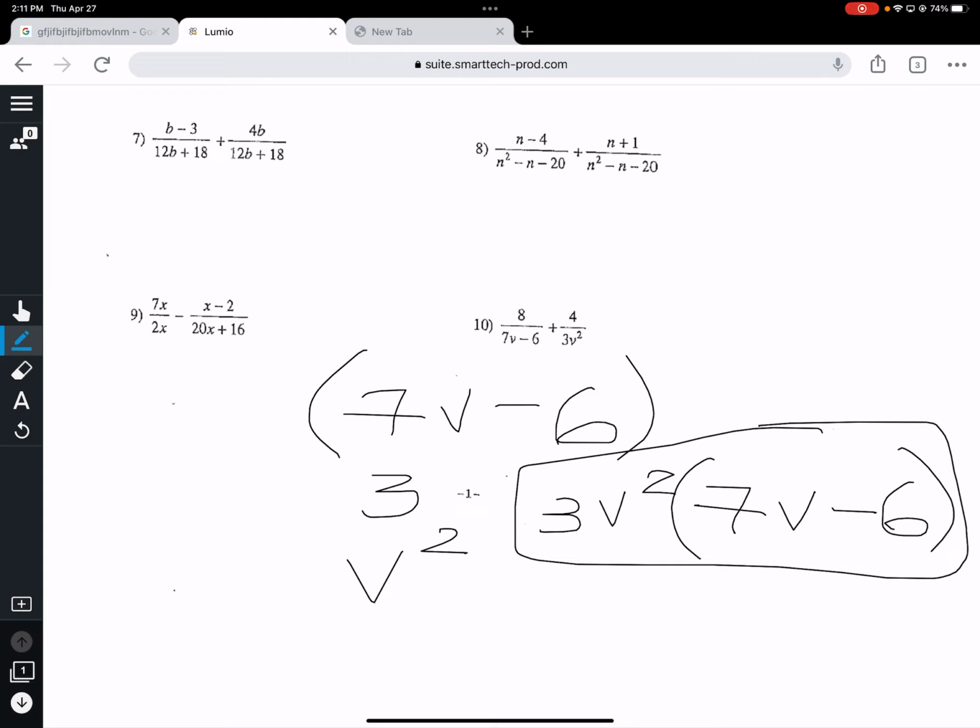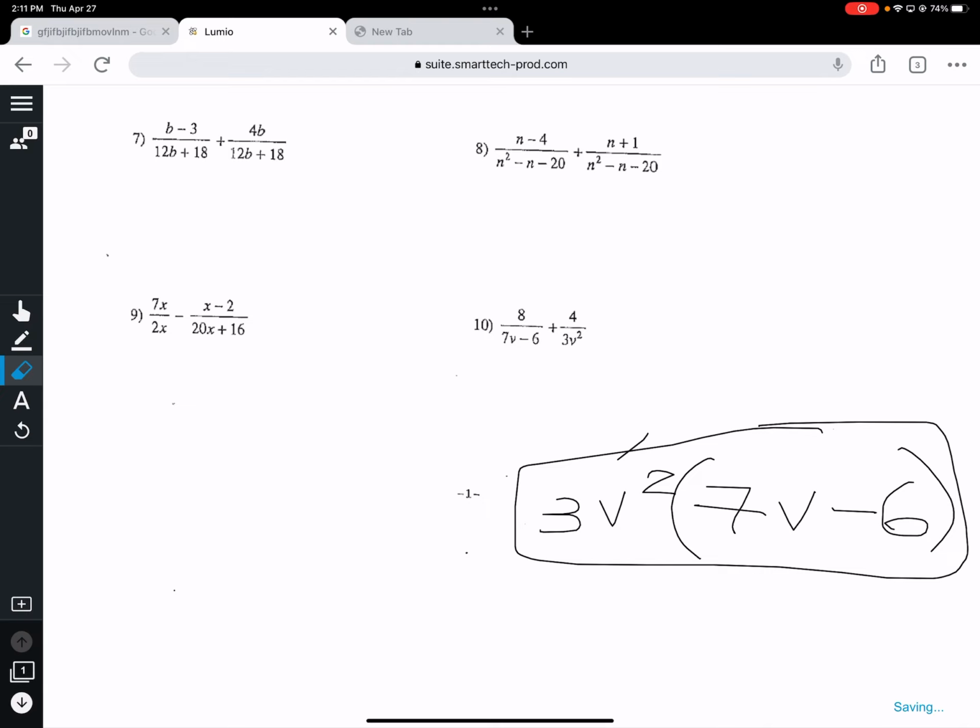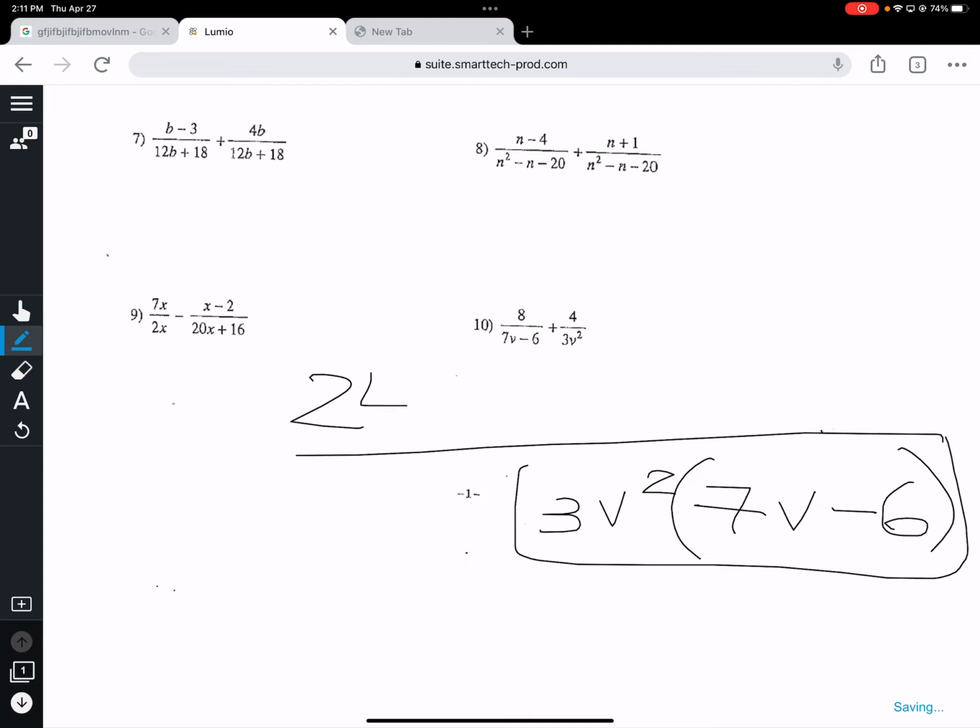Yes. So, what did I do to get from 7v minus 6 to the new denominator? You multiply it by 3v squared. So let me just draw my line. What does that give us? 24v squared. What do I do to 3v squared to get to 7v minus 6? Multiply by 7v minus 6. So that's 28v and then minus 24.